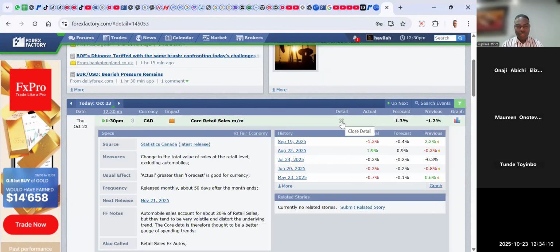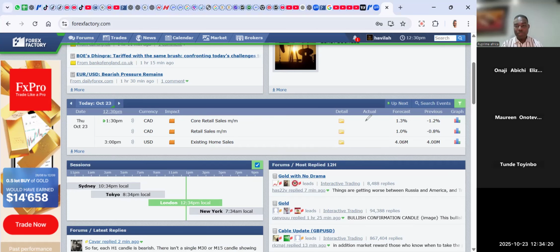It measures the change in the total value at the retail level, excluding automobiles, and the usual effect is actual greater than forecast is good for the currency. So what it means is that by 1:30 p.m., if the data is released from Canada and the actual is greater than forecast, the color will be green, and that will lead to some bullish movements on the Canadian dollar.